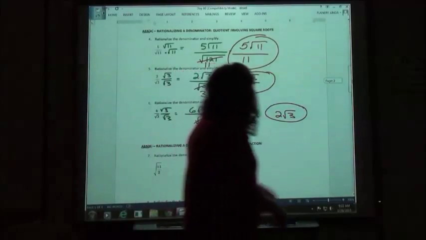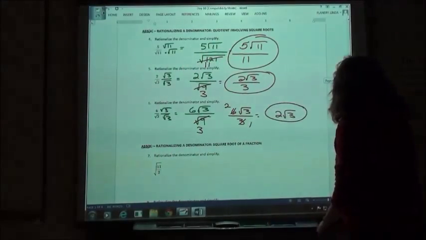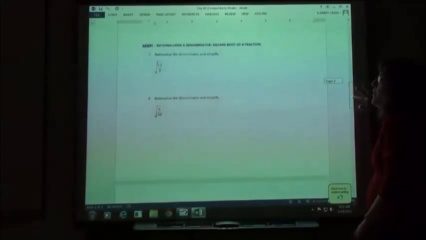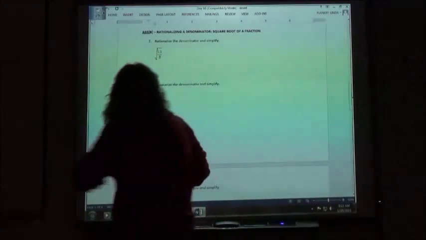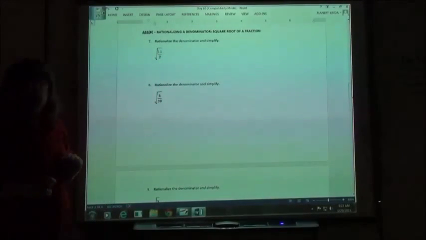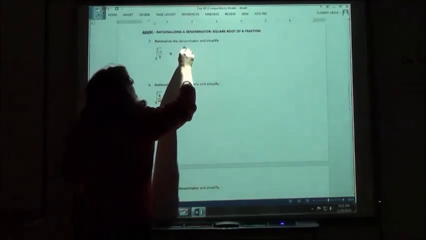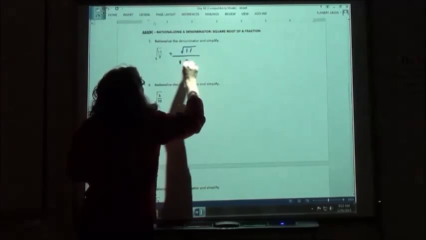Now when we do the next three, they're going to be very similar to what we did here. Only now we're also going to have square roots on the tops sometimes and various other things. So number 7, first of all, they want to get across that if the whole fraction is under the square root, I can rewrite it as the square root of 11 over the square root of 2.